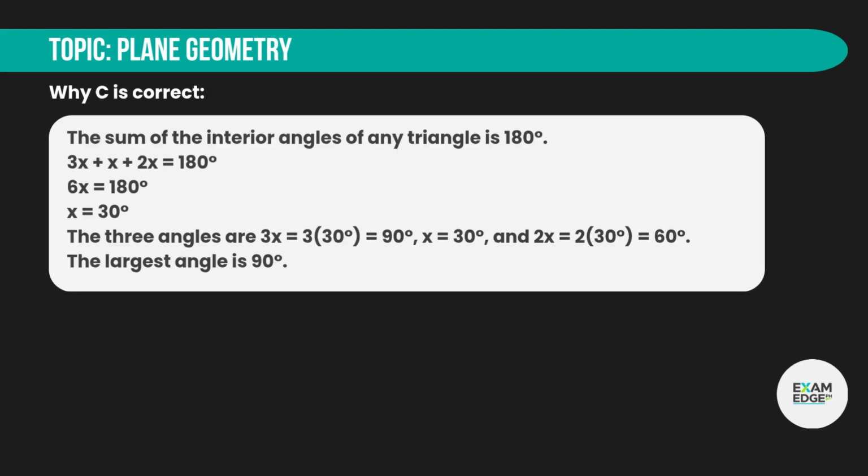Why C is correct? The sum of the interior angles of any triangle is 180 degrees. 3x plus x plus 2x equals 180 degrees. 6x equals 180 degrees. x equals 30 degrees. The three angles are 3x equals 3 times 30 degrees equals 90 degrees, x equals 30 degrees, and 2x equals 2 times 30 degrees equals 60 degrees. The largest angle is 90 degrees.